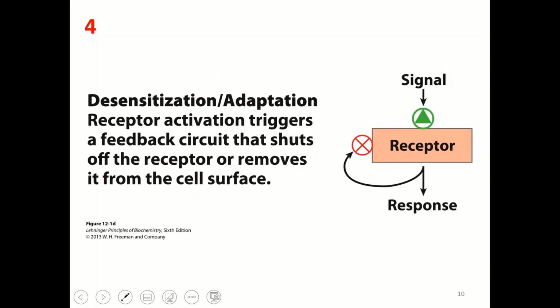Okay, the fourth feature would be what's known as desensitization, or adaptation. This is where you have a signal that activates a receptor. Then you have some sort of response from that receptor. Once you have enough of that response, it feeds back and shuts off that receptor. So you can think of this as feedback.